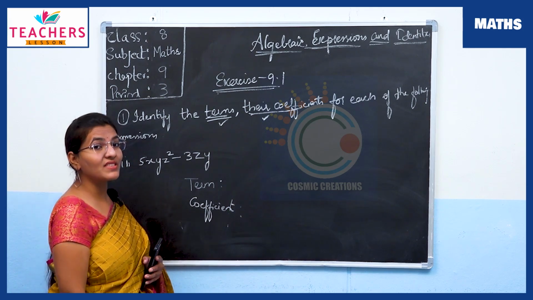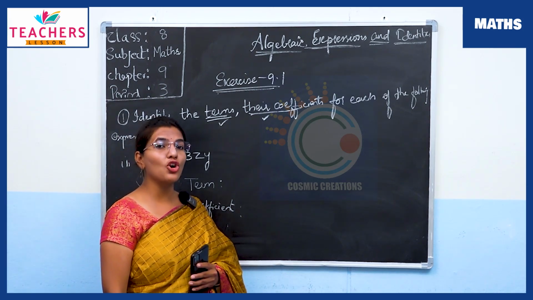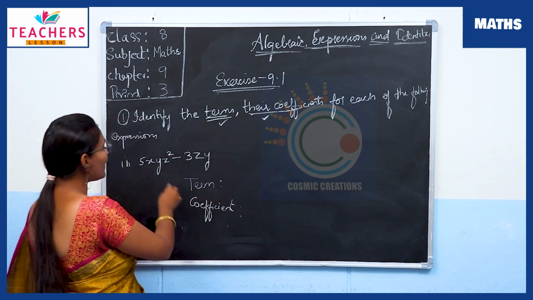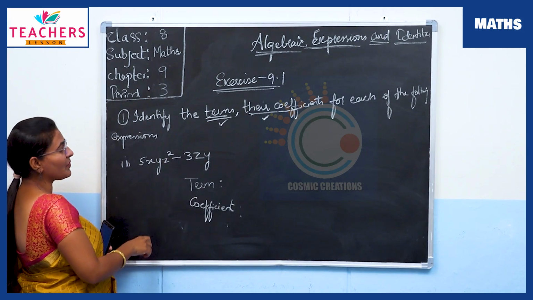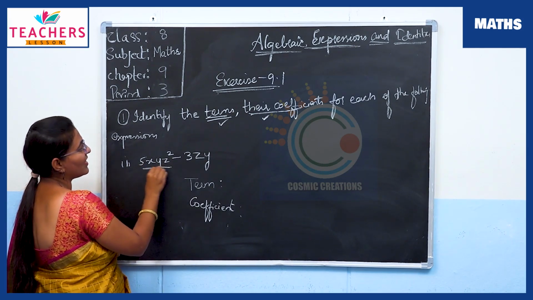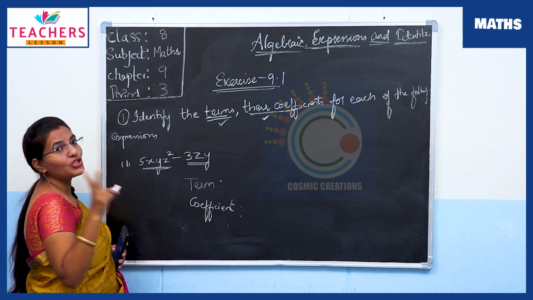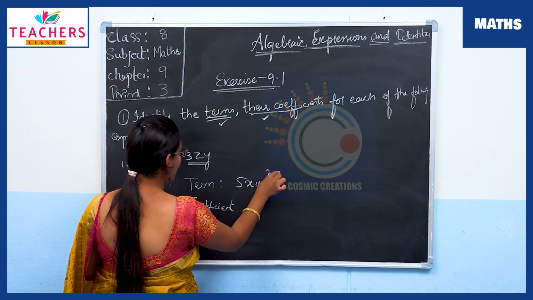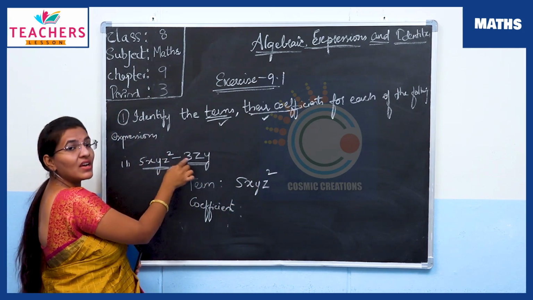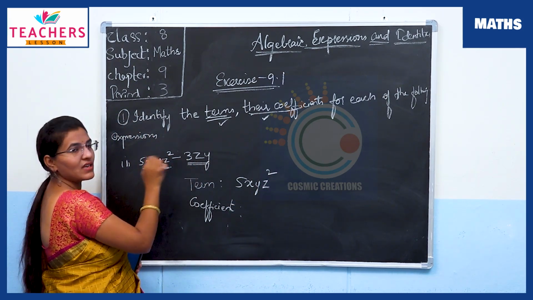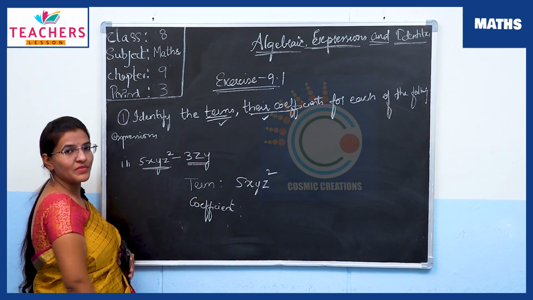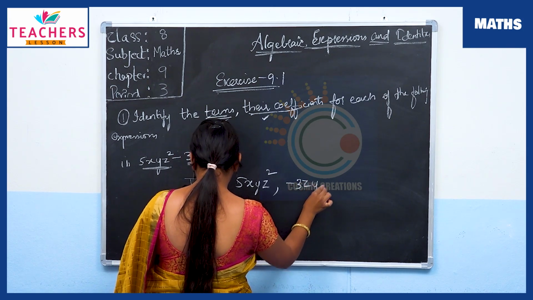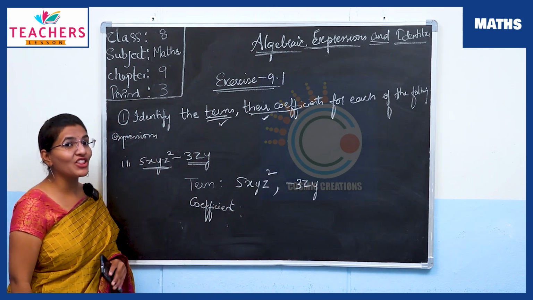What have we learnt? What is a term? A term is nothing but a combination of both variables and constants, right? So in this expression, how many terms do we have? Two terms, that is 5xyz square, and we also have to include the sign of the particular term. Okay, so what is the other term? Minus 3zy.